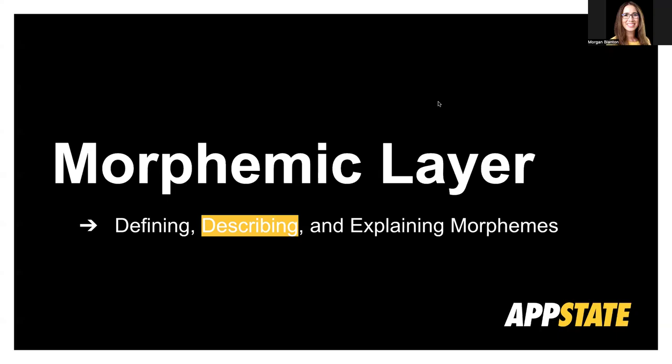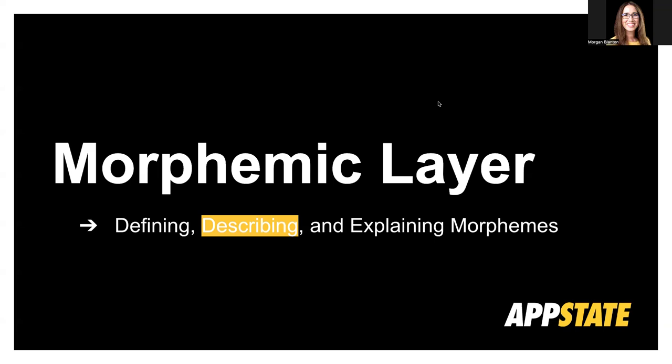This video focuses on the morphemic layer of English orthography. Specifically, this video is the second one in a three-part series. It will focus in on describing morphemes, specifically two types of suffixes. If you missed the first one, it was about defining morphemes.